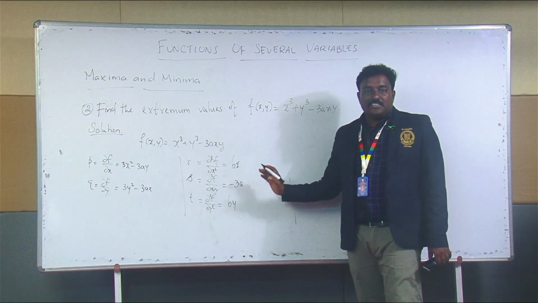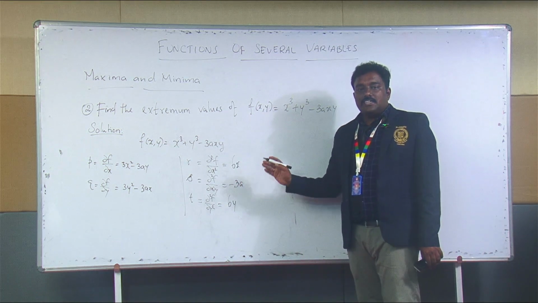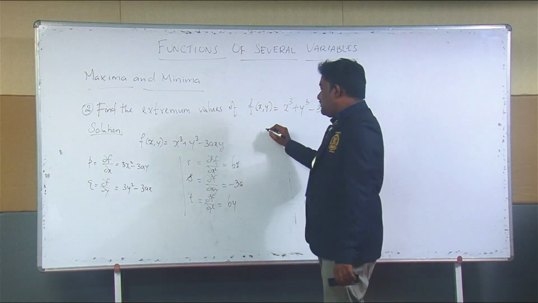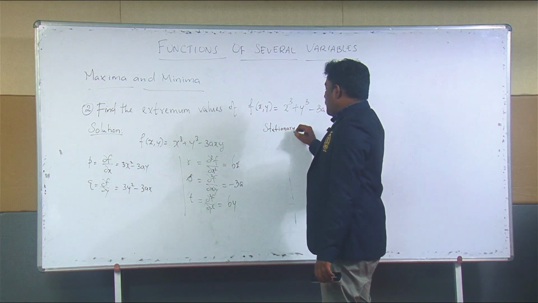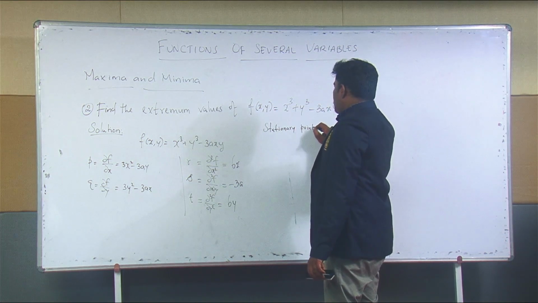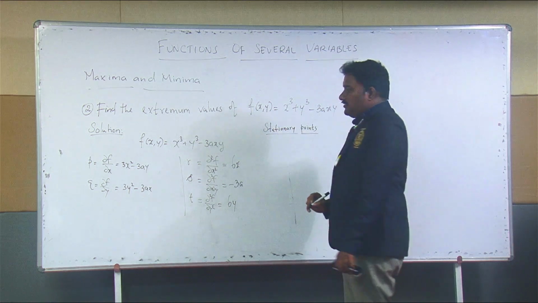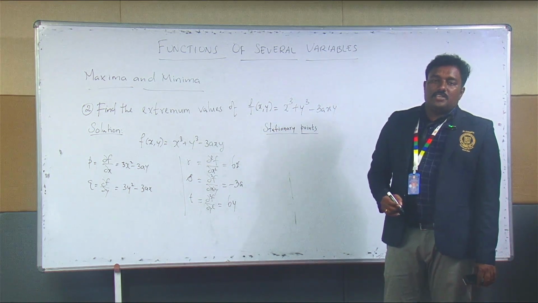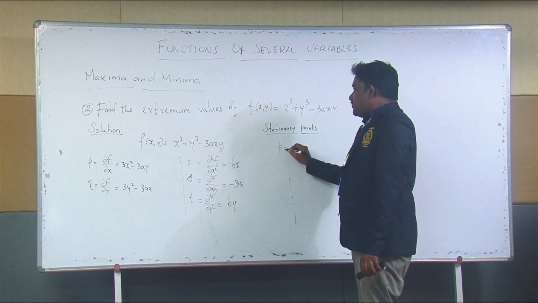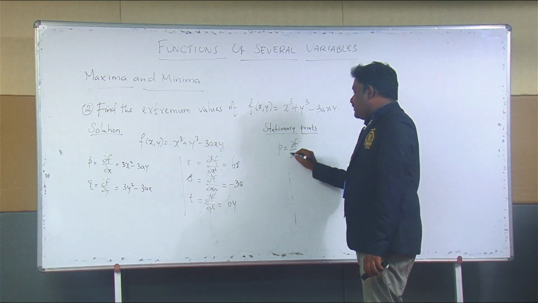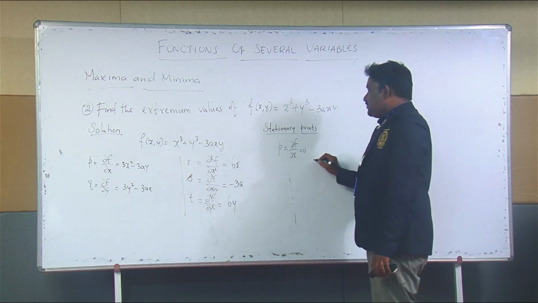So, after finding this, we have to go for the stationary values. The stationary points are the points in which the differentiation gets 0. So we make this p, equal to dou f by dou x, equal to 0.